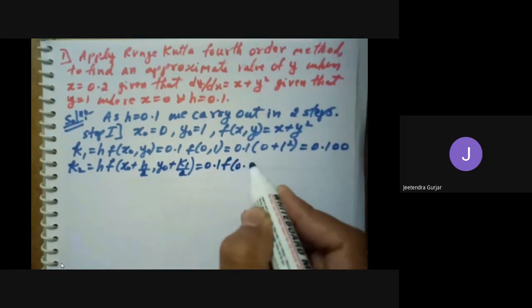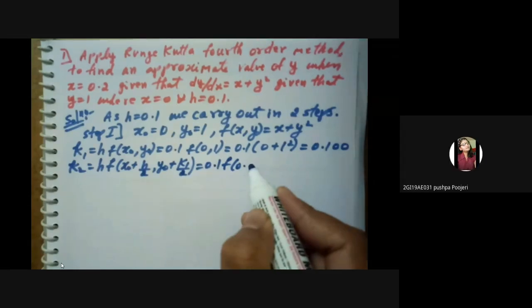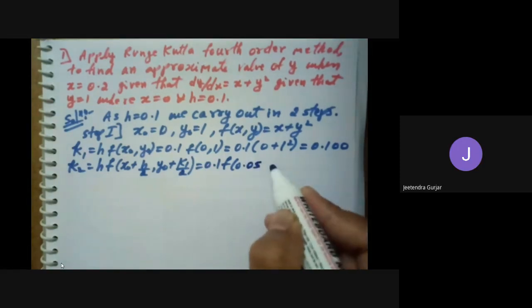0.05. Yes, if you substitute x naught plus h upon 2, I'll just simplify this. X naught we have 0, so no need of that. What we have, h is 0.1. 0.1 divided by 2. Yes, just think. 0.1 divided by 2 is 0.05. So you are understanding. Yes, it is 0.05. So directly I am writing here.